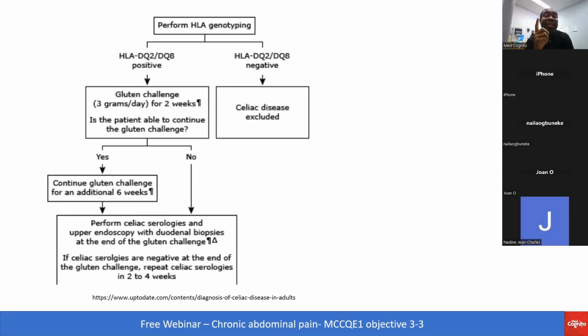If the HLA genotyping is positive, we have to go for a gluten challenge. Remember that the patient has not been taking any gluten all her life or all his life. So then you do a gluten challenge.